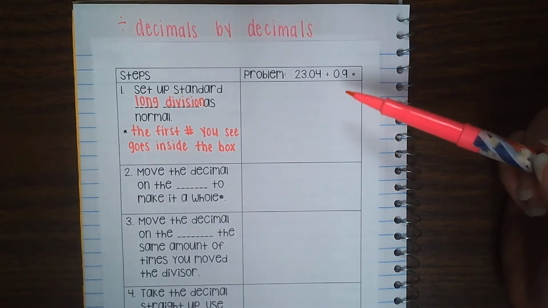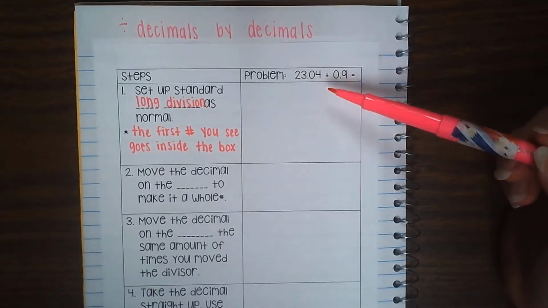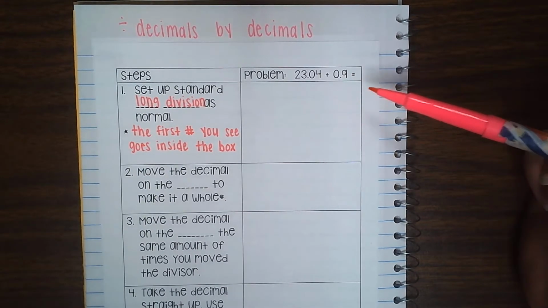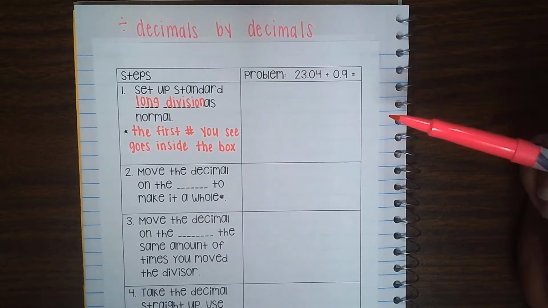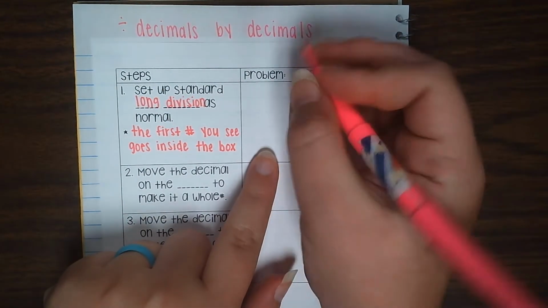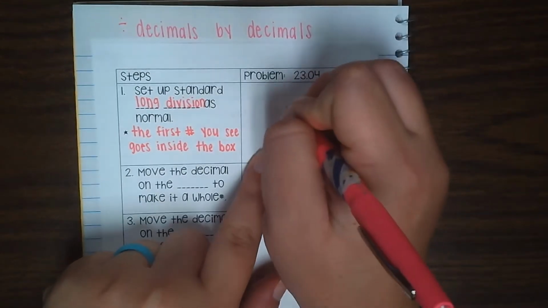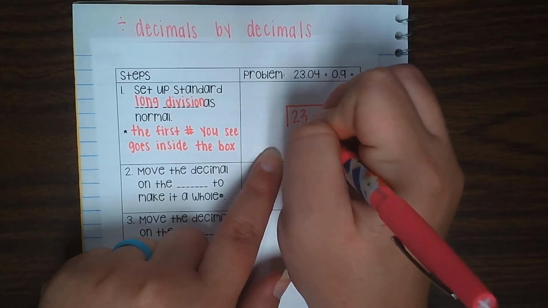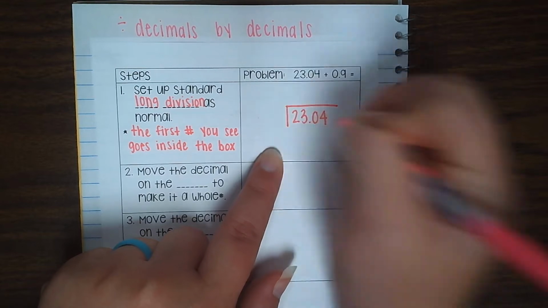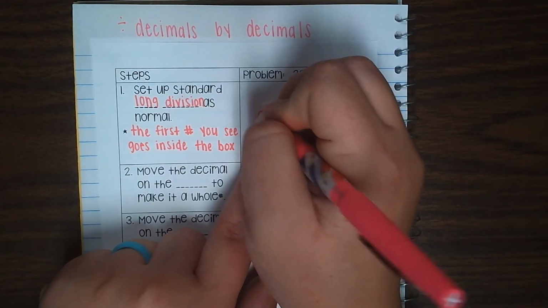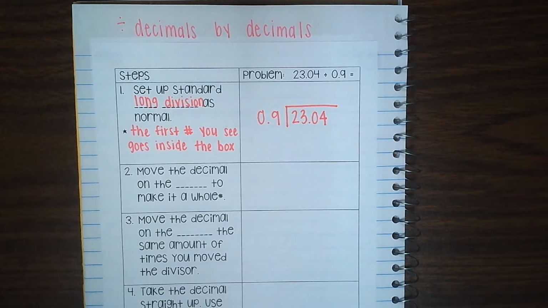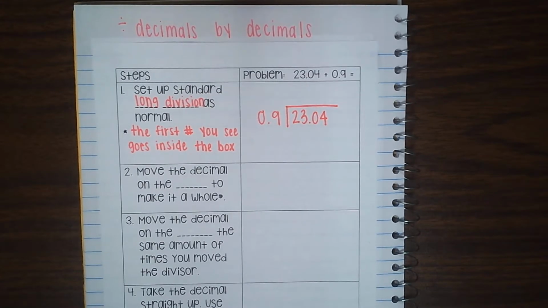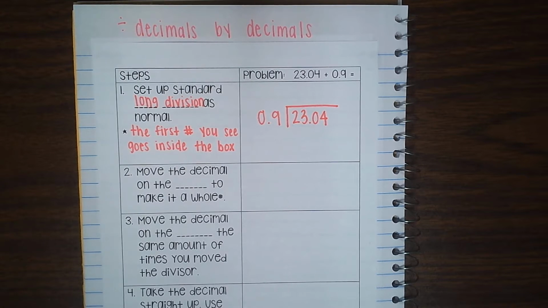So for us, our problem is 23 4/100 divided by 9 tenths. The first number I see goes inside my box. So 23 4/100 and 9 tenths. That is step 1, to set up standard long division.